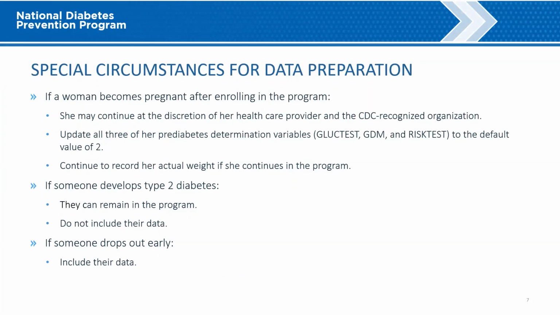Special circumstances for data preparation. Occasionally, there will be special circumstances you will need to address in your data records. If a woman becomes pregnant after enrolling, she may continue in the program at the discretion of her healthcare provider and the CDC-recognized organization. Update all 3 of her prediabetes determination variables to the default value of 2, and if she continues in the program, continue to record her actual weight. If someone develops type 2 diabetes after enrolling, they can remain in the program, but their data should not be included. And if someone drops out early, their data should still be included.